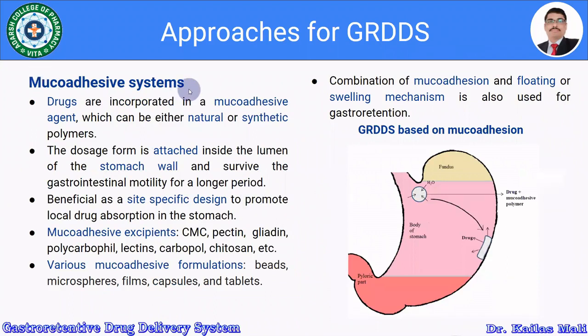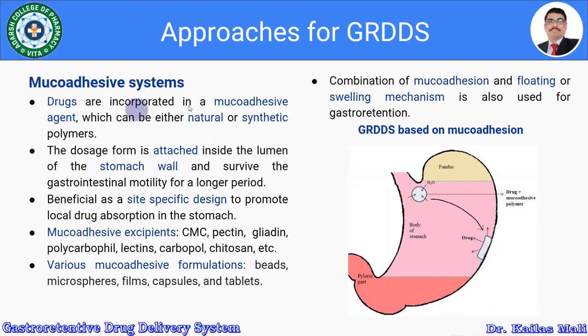The mucoadhesive system, as the name itself indicates, means the formulation is going to be retained in the stomach by mucoadhesion. Look at the figure. When the formulation is swallowed, the formulation contains the drug plus the mucoadhesive polymer. Due to the mucoadhesive nature of the polymer, it is going to be adhered to the gastric wall and retained for a long time period in the stomach, and furthermore the drug is going to be released.